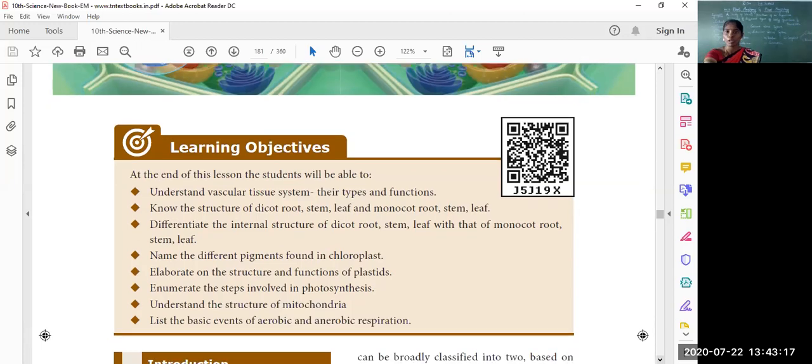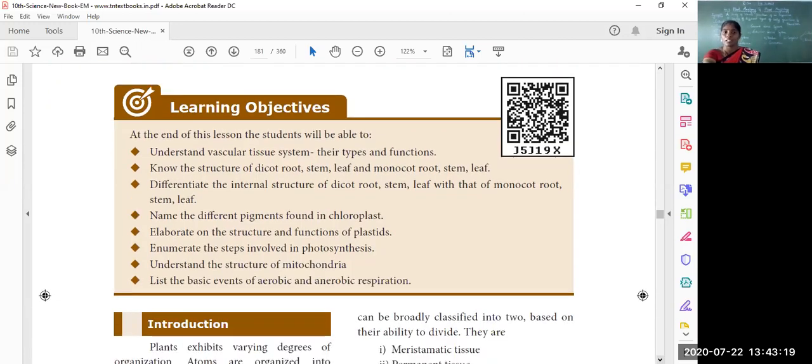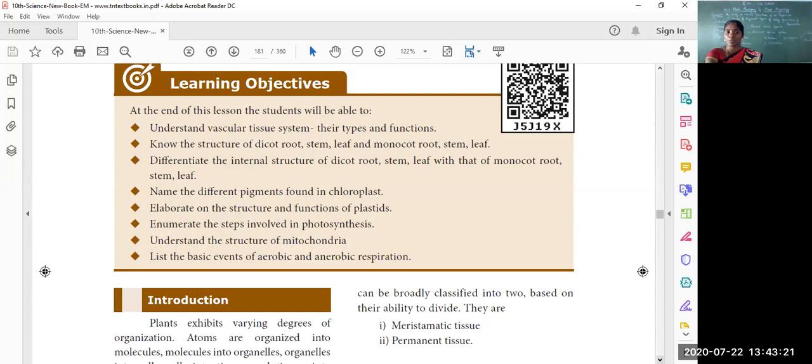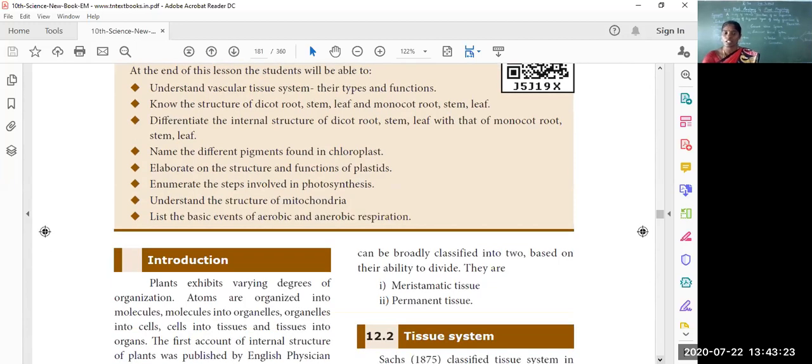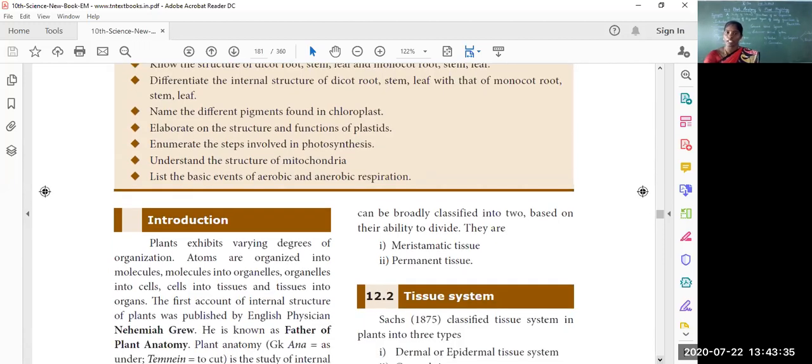Now we will move on to the introductory part. So plants exhibit varying degrees of organization. So plants exhibit, which means show, different degrees of organization. Organization means arrangement. So atoms are organized into molecules, molecules into organelles, organelles into cells, cells into tissues, and tissues into organs. So you will listen.